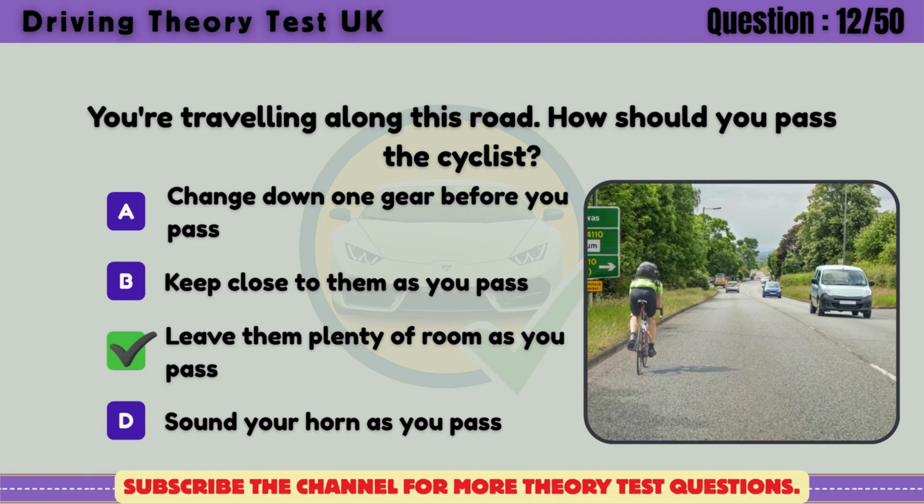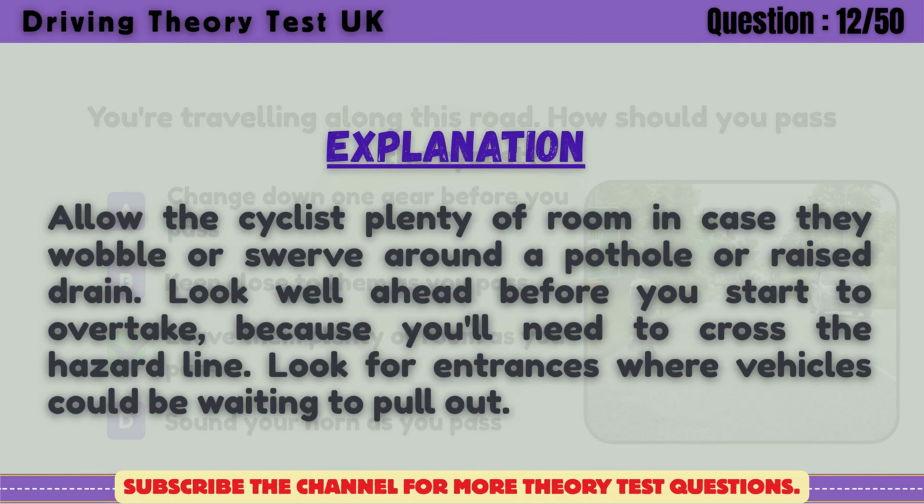Answer is C. Leave them plenty of room as you pass. Allow the cyclist plenty of room in case they wobble or swerve around a pothole or raised drain. Look well ahead before you start to overtake, because you'll need to cross the hazard line. Look for entrances where vehicles could be waiting to pull out.